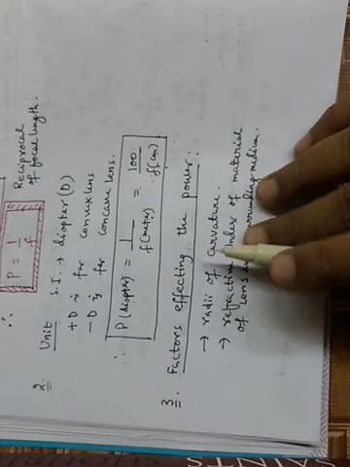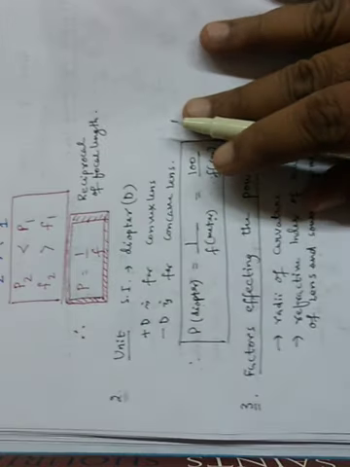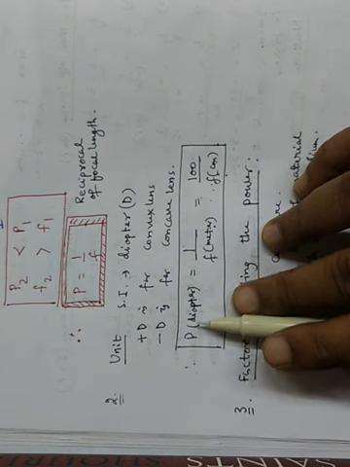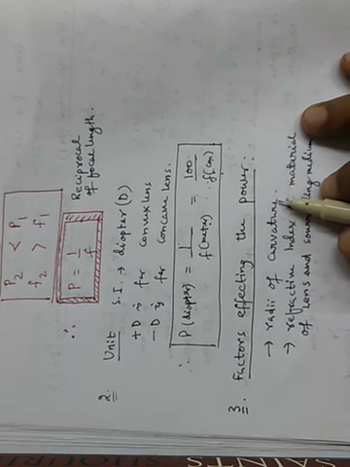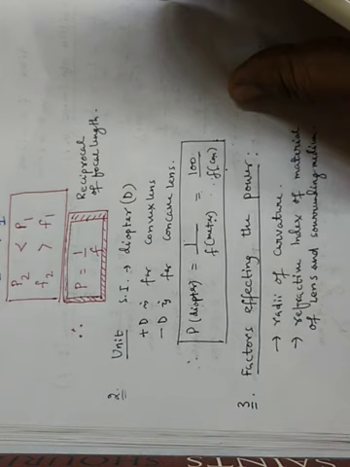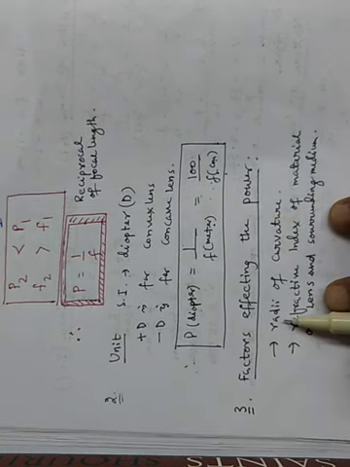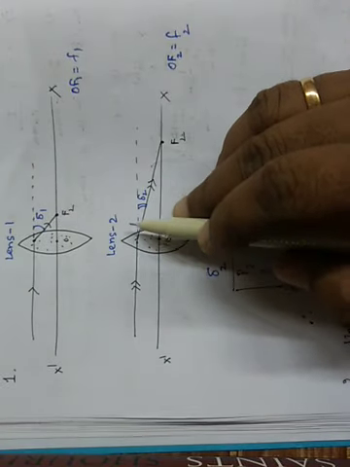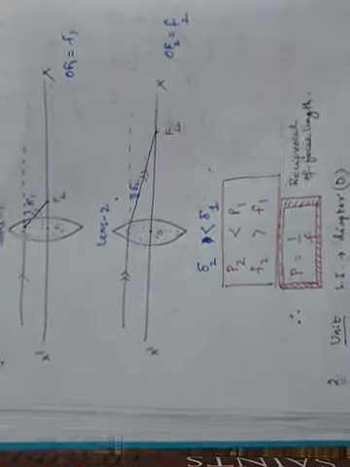Now we have to discuss the factors affecting the power of the lens. We already know that power of the lens is inversely proportional to focal length. That means if focal length is more, power of the lens is less. In the previous class we learned that the focal length of the lens depends upon the radius of curvature and the refractive index of the material of the lens and the surrounding medium. Here also we can say that the power of the lens depends upon the radius of curvature, the refractive index of the material of the lens, and also the refractive index of the surrounding medium.